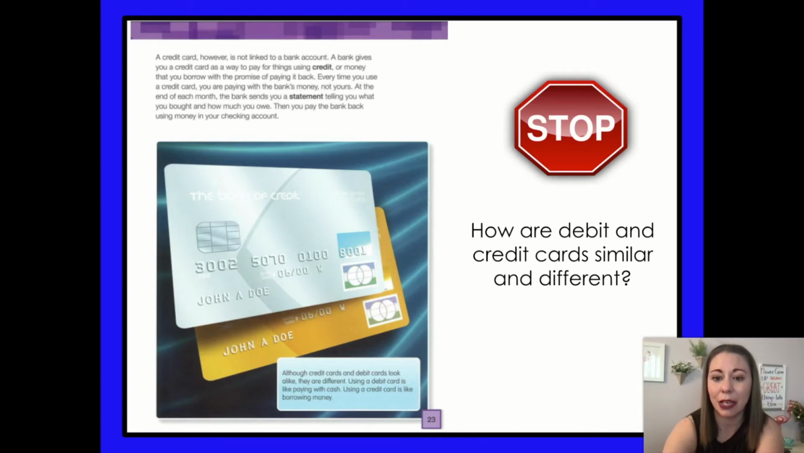Okay, so how are debit and credit cards similar and different? Let's stop and think. How are they the same?